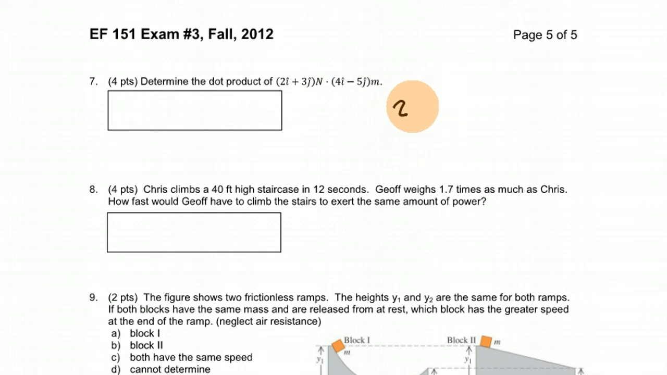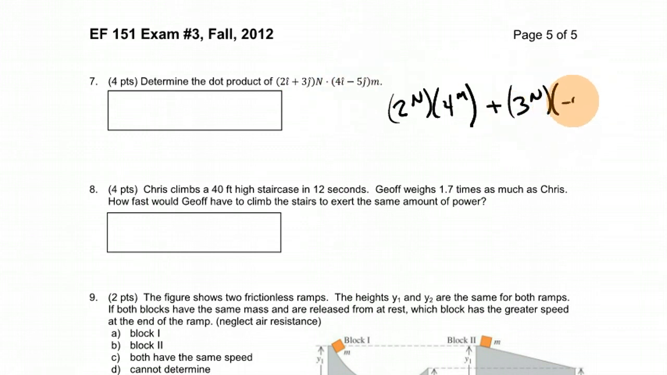So it's 2 newtons times 4 meters. Okay, and that's a scalar value. And it's going to be added to 3 newtons times minus 5 meters. Alright, so 8 plus a negative 15 is going to be a minus 7 Newton meters.